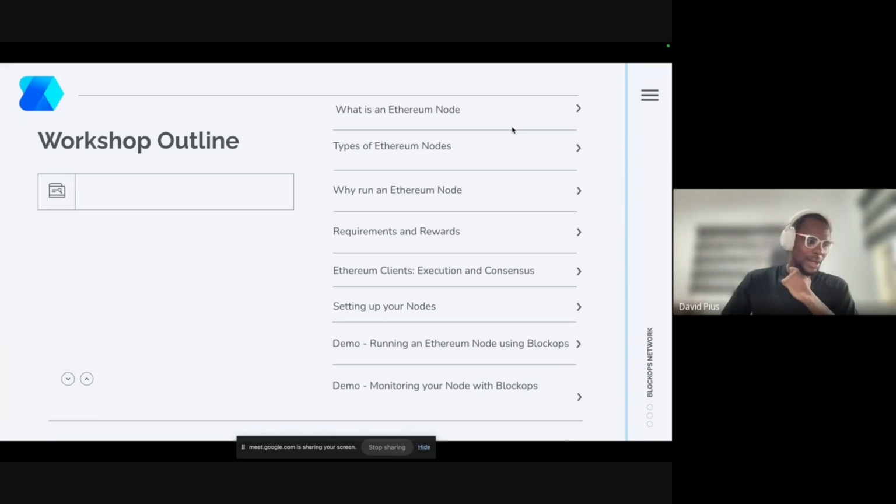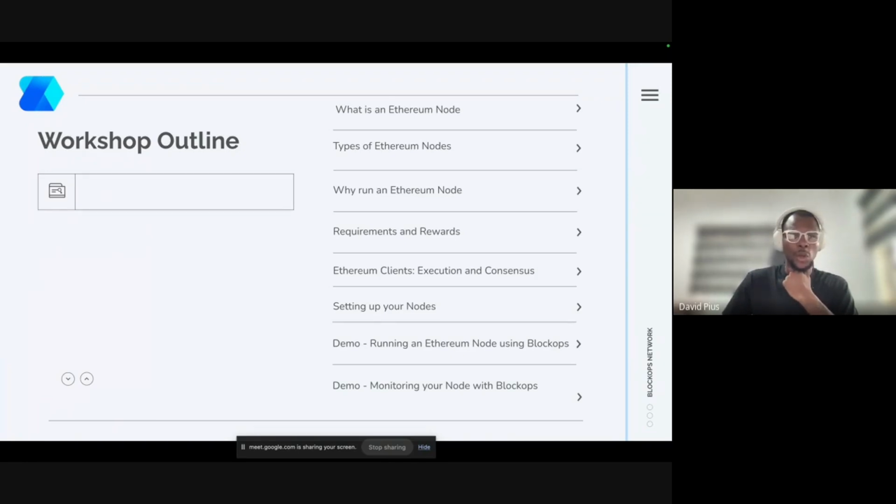So what will be our outline for today's workshop? This will be the first workshop we'll be having. We'll be having more workshops like this. Let's just call this maybe the first series of the workshops we'll be having.